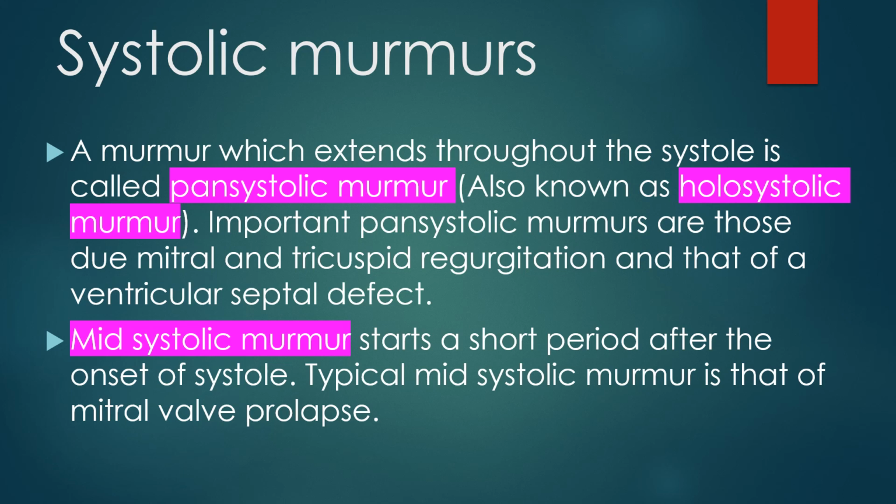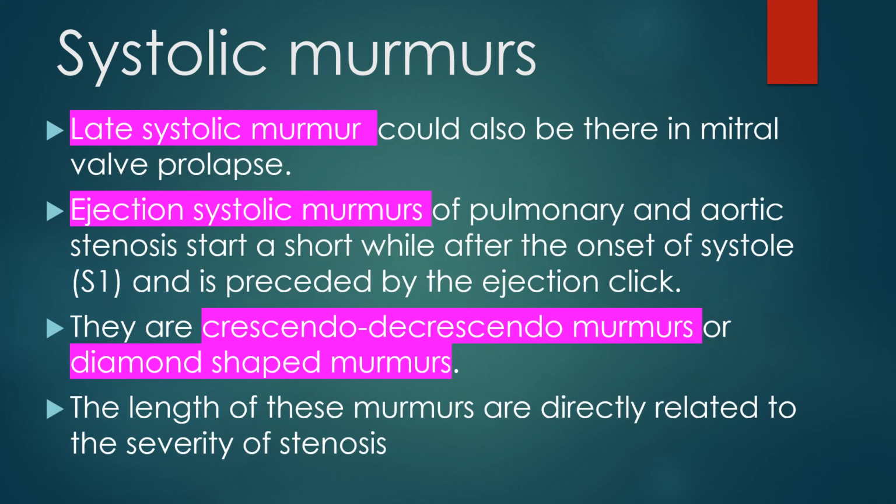Important pansystolic murmurs are those due to mitral and tricuspid regurgitation and that of a ventricular septal defect. Mid-systolic murmur starts a short period after the onset of systole. Typical mid-systolic murmur is that of mitral valve prolapse. Late systolic murmur could also be there in mitral valve prolapse.